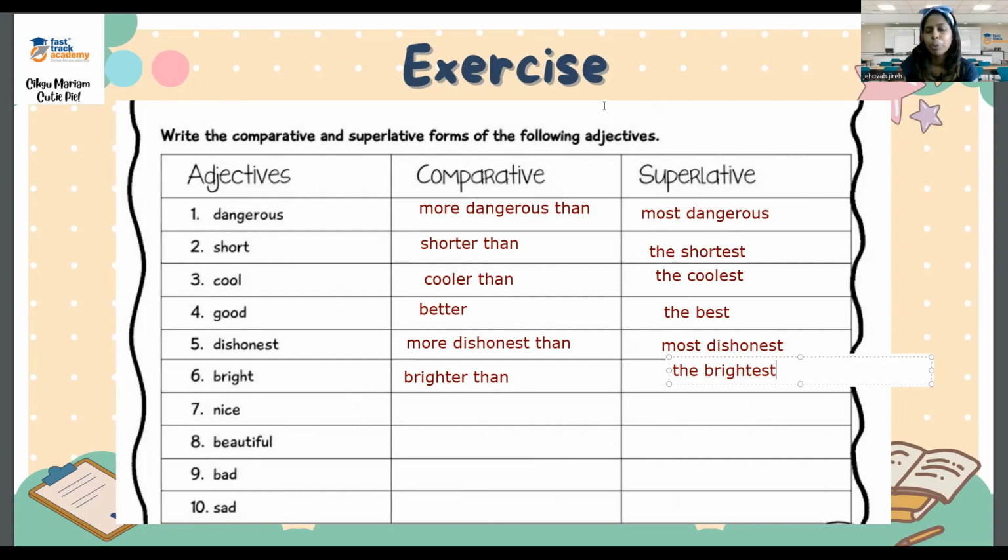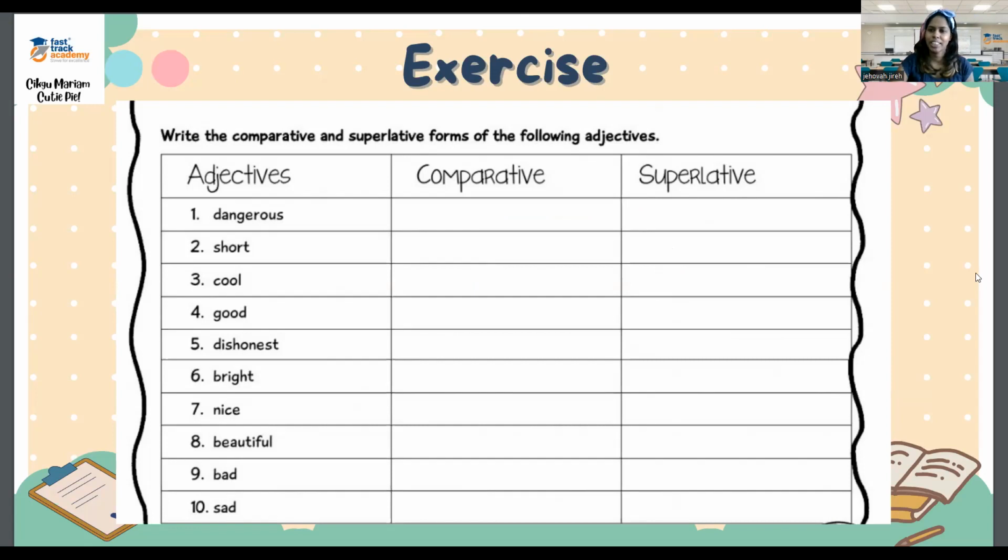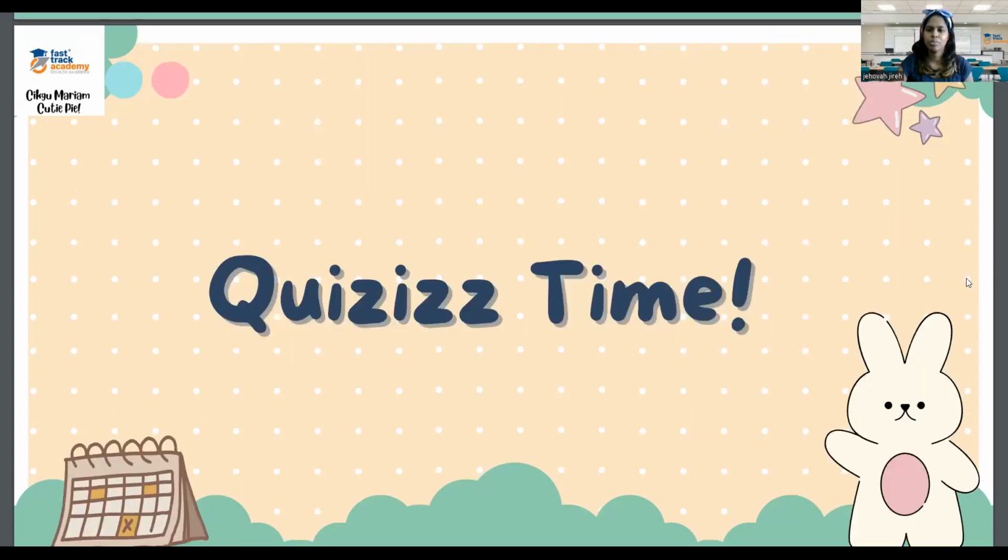All right. So just remember, when you're changing an adjective to comparative, you have to use the word more or add er, and also use the word than. And for superlative, you have to change it to est or add the word most, and make sure you remember to add the word the in front of the adjectives. Easy, right?